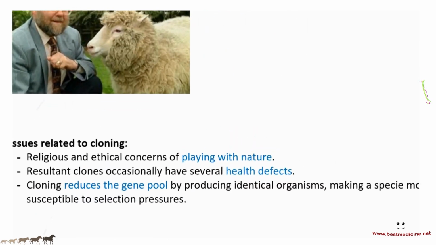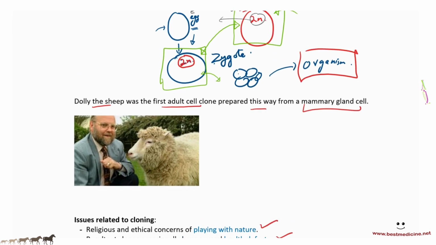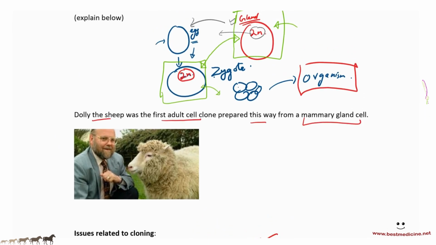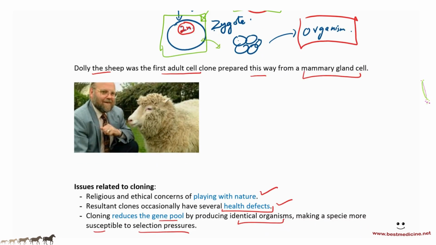Of course, there's issues related to cloning, like there's issues to everything. There's obviously religious and ethical concerns of playing with nature. The resultant clones occasionally have several health defects as well. And cloning reduces the gene pool by producing identical organisms, making a species more susceptible to selection pressures as well. And there's also another concern that because you're making this cluster of cells, people have concerns about torture, right? So that's an ethical concern.